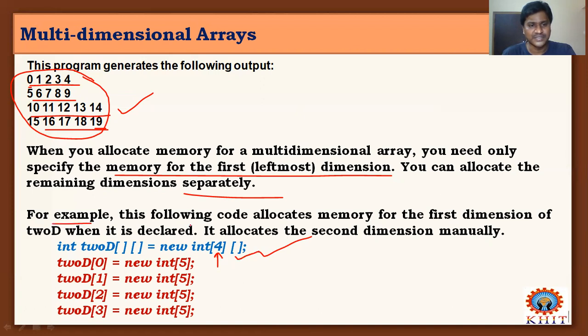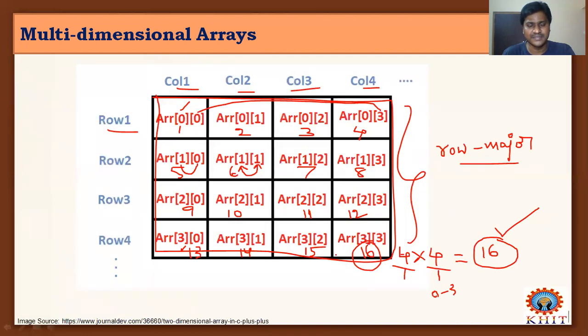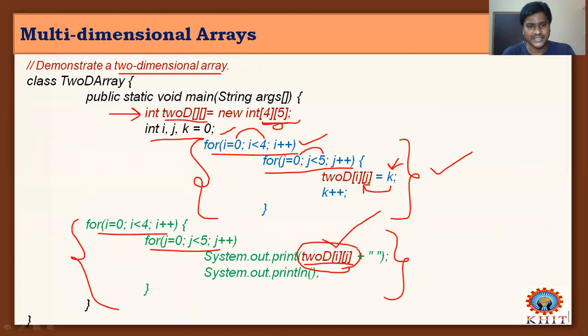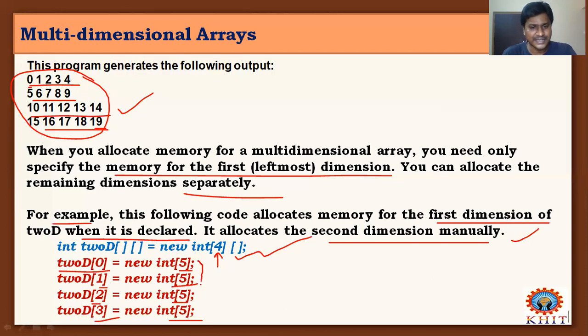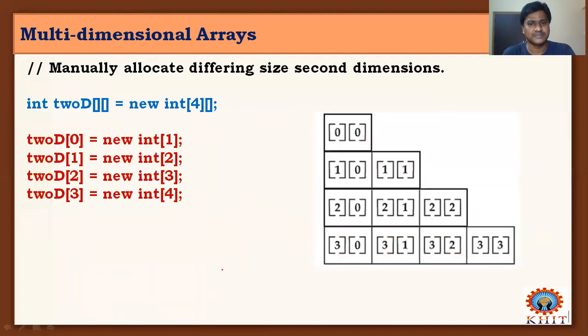For example, the following code allocates memory for the first dimension of a 2D array when it is declared, with size 4. It allocates the second dimension manually. We are individually allocating. So the first 1D array size is 5, the next one is 5, the third one is 5, the fourth one is 5. This allocates the memory the same as before, but here the process is allocating the second dimension manually. This is another way of allocating memory for two-dimensional arrays.